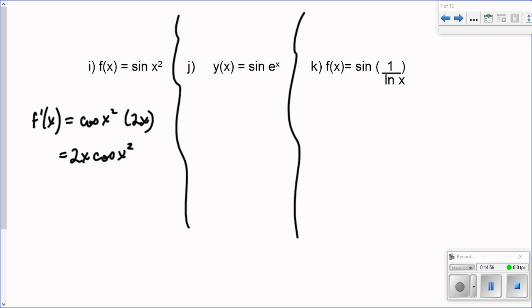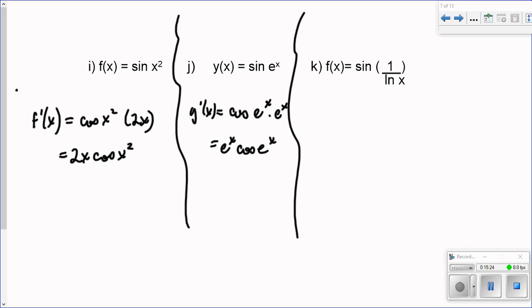Next one, sine e to the x. Again, there's only one x. It's not a product rule, it's not a quotient rule. There's one instance of x, my variable, and I need to do the chain rule across this. So y prime at x. The derivative of sine is cosine. So I take the cosine of my function, and then I multiply it by the derivative of the function, and that's written as.